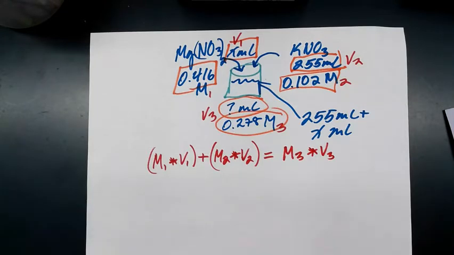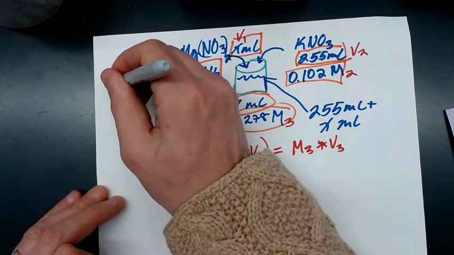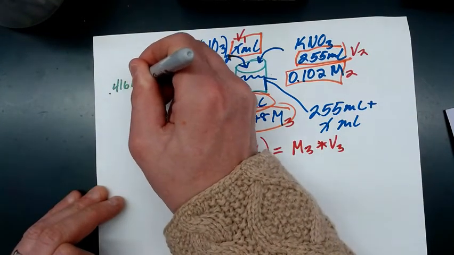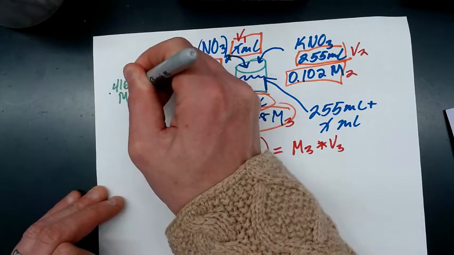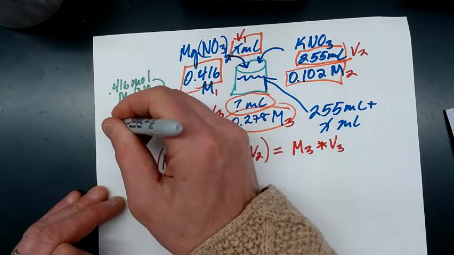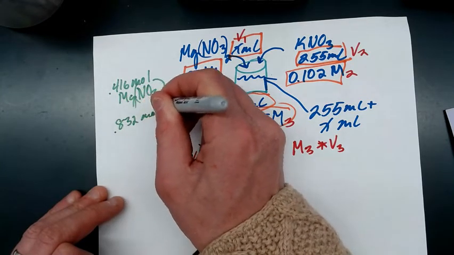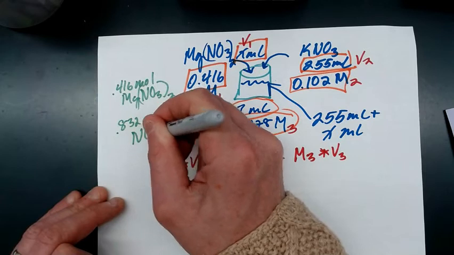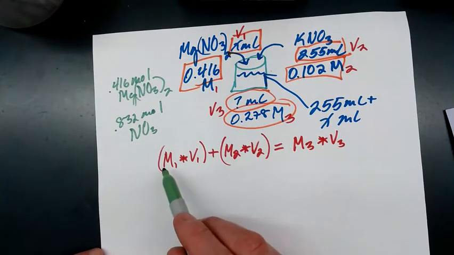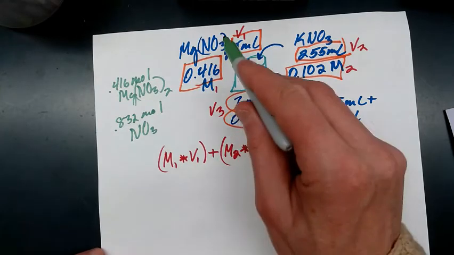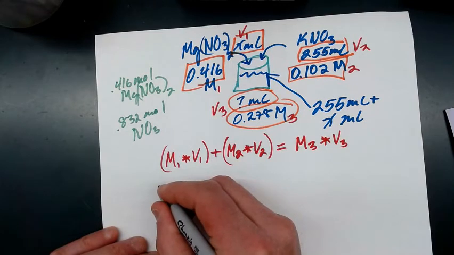And the last thing is this. Since we know it's a 3-to-2, if I know I have 0.416 moles of Mg(NO3)2, I'm going to have double, or 0.832 moles of my NO3. So that's actually going to be my molarity of my M1 because of the 2-to-1 relationship. So I'm going to plug that number in.